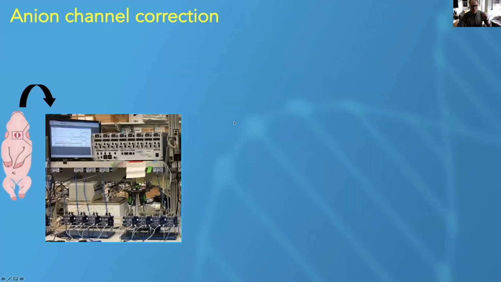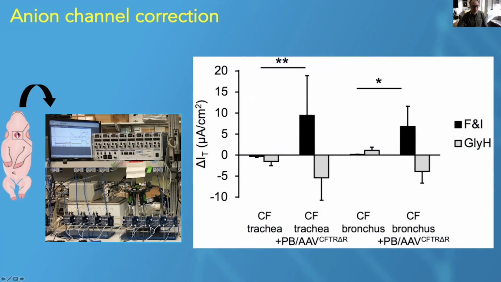So we delivered the vector to CF pigs, waited 2 weeks, and then we wanted to see if there was, in fact, evidence for chloride correction. To do that, we isolated tracheal explants directly from the pig and inserted them into Ussing chambers. And this is just a picture of our setup. These are 8 different chambers that allow us to look at bioelectric properties of cells or tissue. So the explant was inserted into the chamber, and then you look for evidence of CFTR expression.